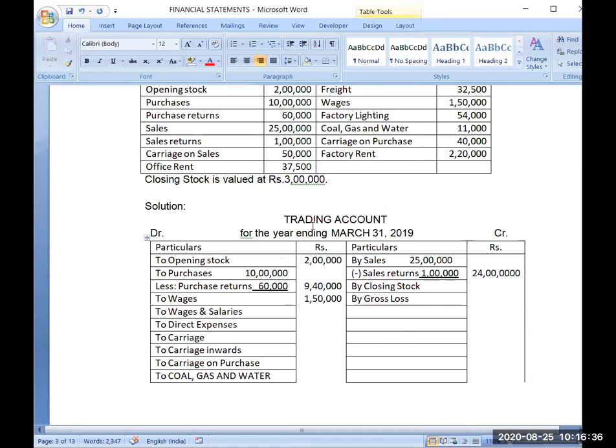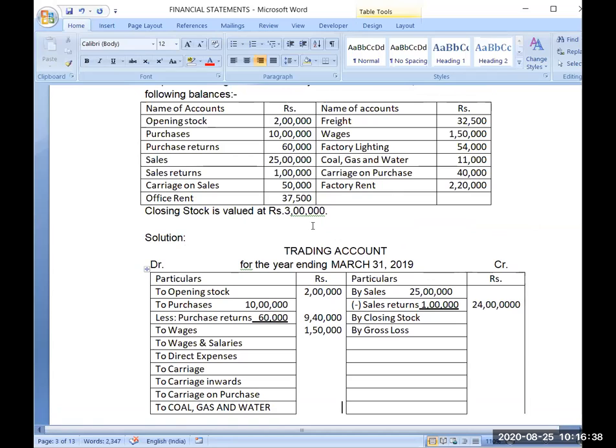Now, one query is there: how do we come to know whether we should write it on the debit side or credit side? See, yesterday I told that whatever expenses are there, they will come on the debit side, and whatever revenues are there, they will come on the credit side. So these all are your expenses: wages, carriage, freight, coal, gas and water, fuel and power, or simply power is given. If these are your expenses, you will have to write them on the debit side.